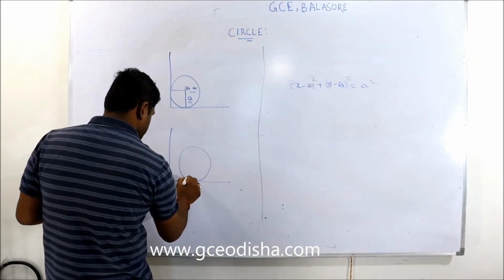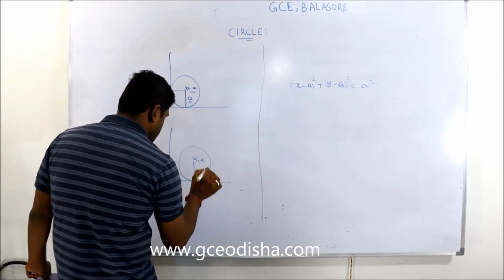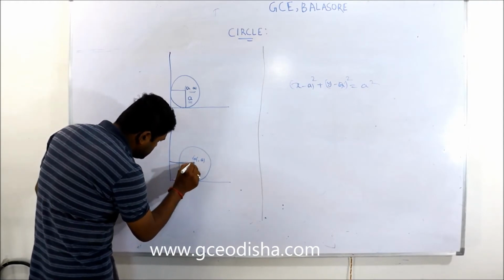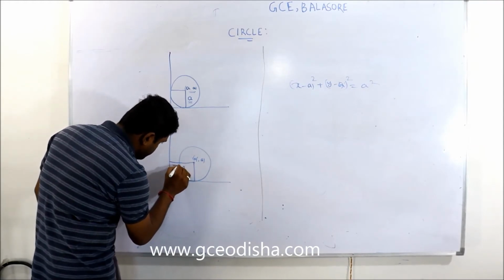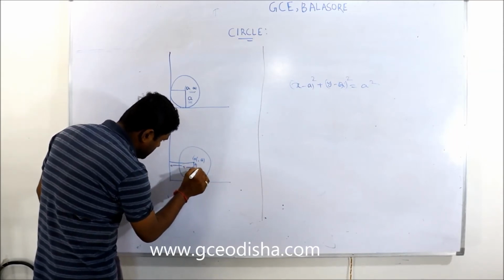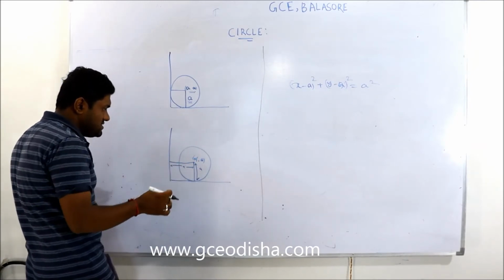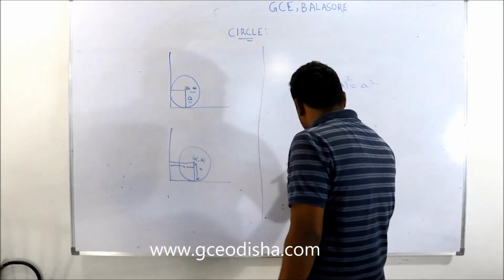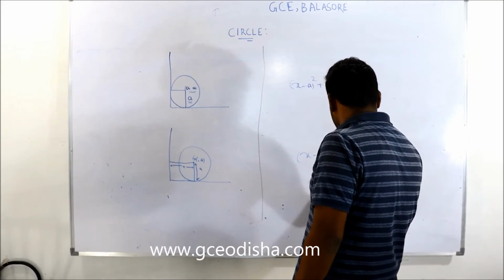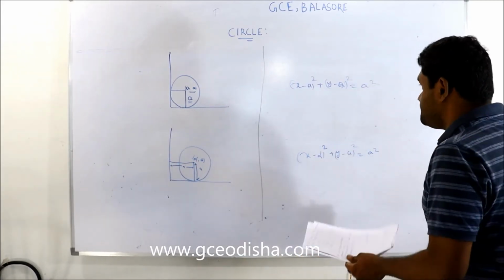Another condition is there. When the circle touches the x-axis and the center is at (alpha, a), that means this distance is alpha and this distance is a, right? That means this is the radius, a is the radius. Now what is the equation of the circle? (x minus alpha) square plus (y minus a) square is equal to a square. This is the equation of the circle.